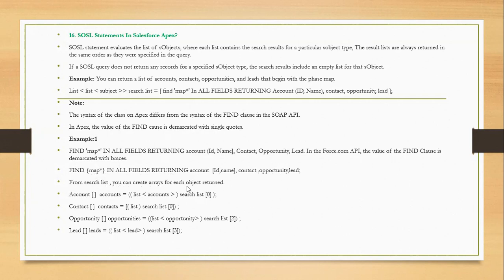From each list, you can create the array for each object returned. Accounts: List<Account> accounts = ((List<Account>)searchList[0]); contacts: List<Contact> contacts = ((List<Contact>)searchList[1]); opportunities: List<Opportunity> opportunities = ((List<Opportunity>)searchList[2]); leads: List<Lead> leads = ((List<Lead>)searchList[3]).